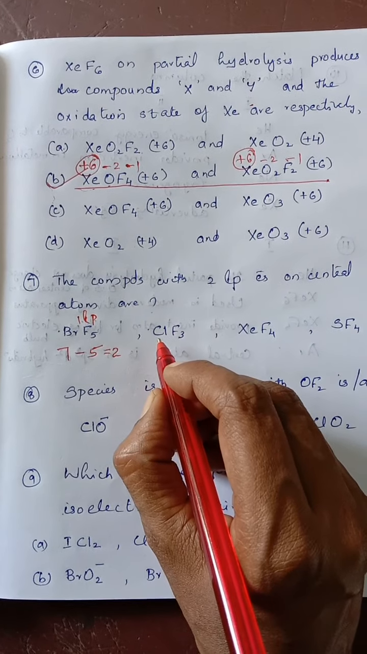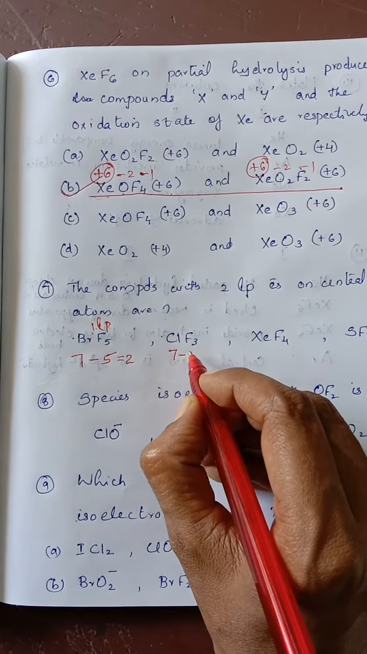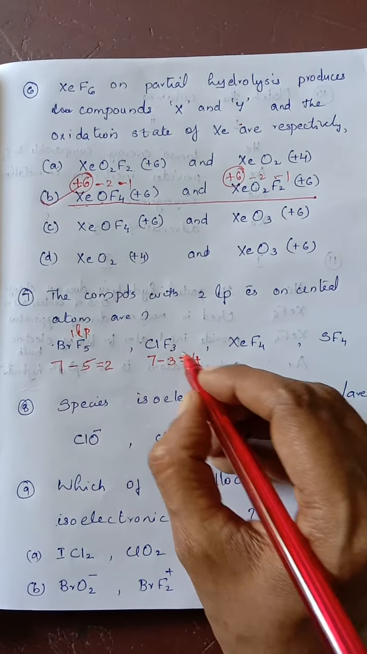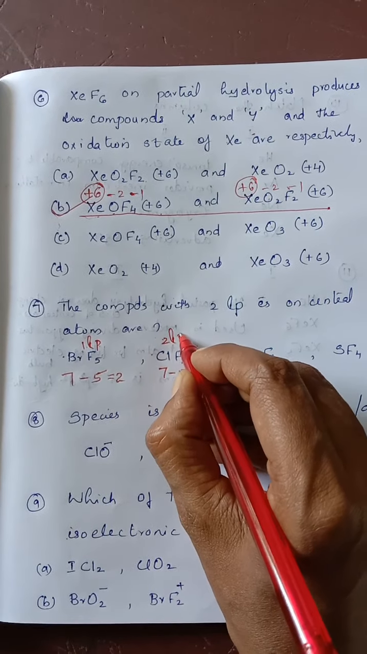ClF3, chlorine again a halogen, 7 valence electrons. Out of 7, 3 are used in bonding, the remaining 4 are non-bonding electrons, that means 2 lone pairs.